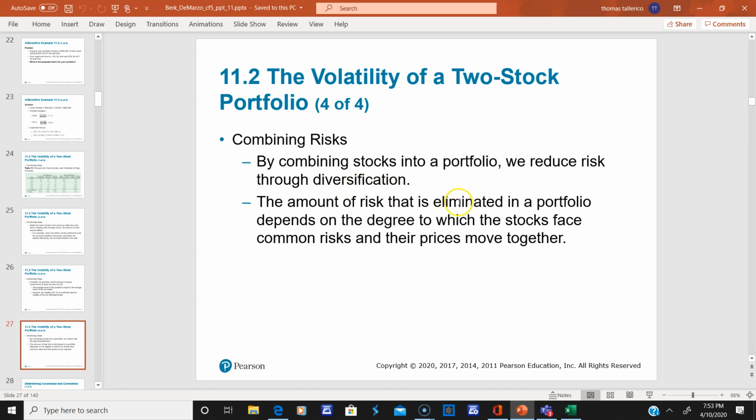So the amount of risk that is eliminated in a portfolio depends on the degree to which the stocks face common risks and their prices move together.